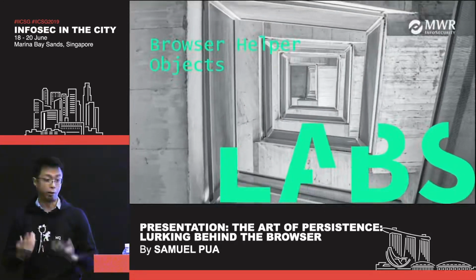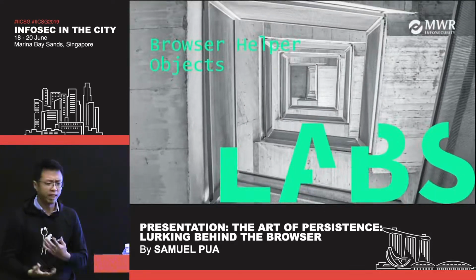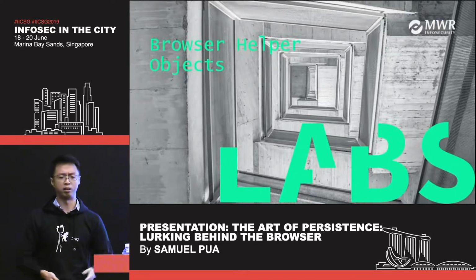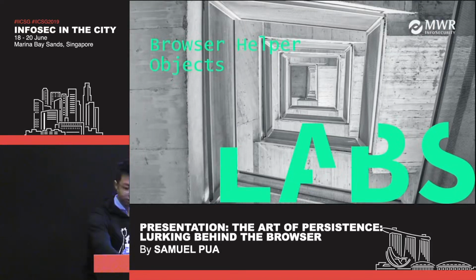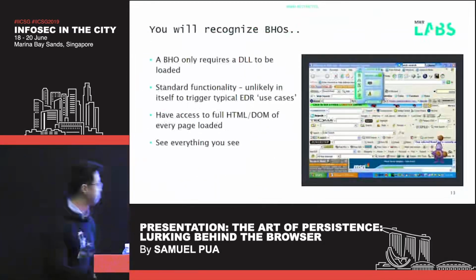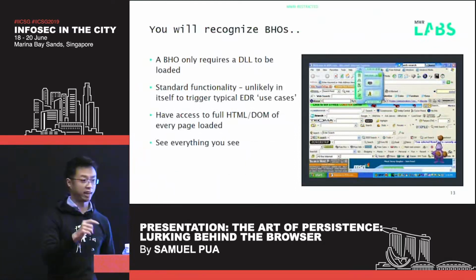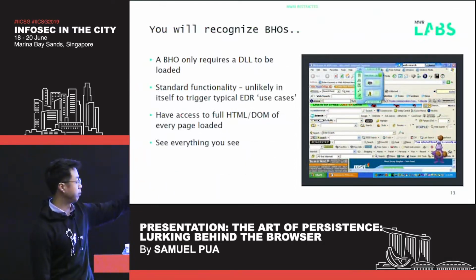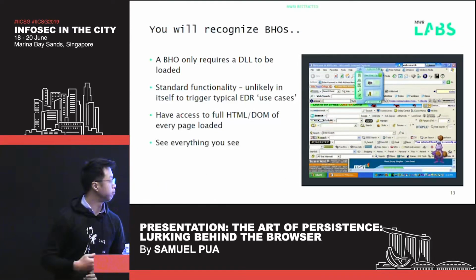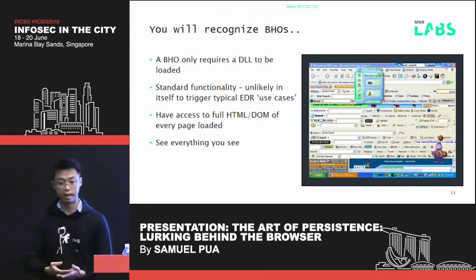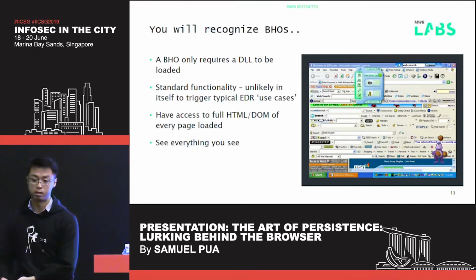And this is where we come to the browser helper object. It kind of sounds complicated. You may not have heard of it, but I'm pretty sure many of us have seen it in this room. Sometimes when your parents say the internet is slow, you open Internet Explorer and you realize, hey, there are multiple toolbars. Well, a browser helper object is a way for Internet Explorer to extend its capabilities, essentially like extensions or plugins.